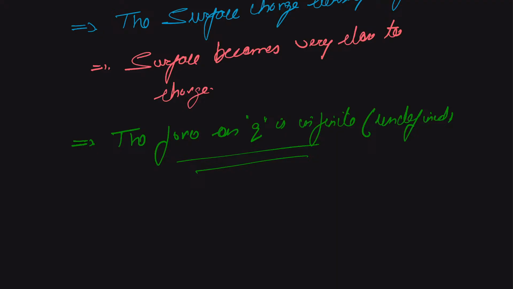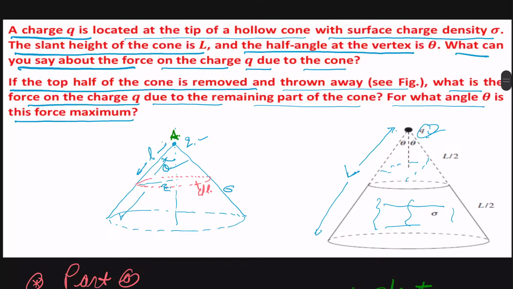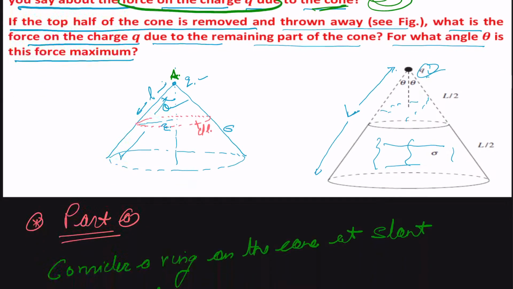The second part is much easier, and that's why it was specifically asked for. In the first part it says: what can you say about the force on the charge at Q due to this cone? So obviously that is undefined. In the second part it says that the top portion of this cone is removed. So the cone's top is removed, but the charge is already there. Now the limit is going to vary.